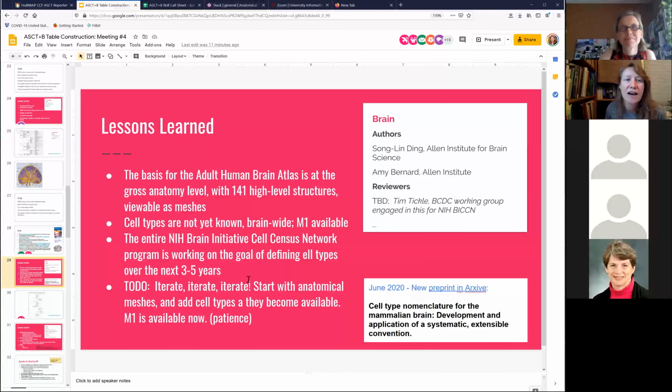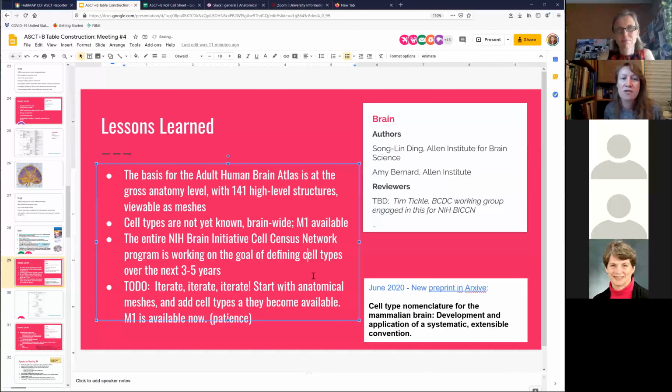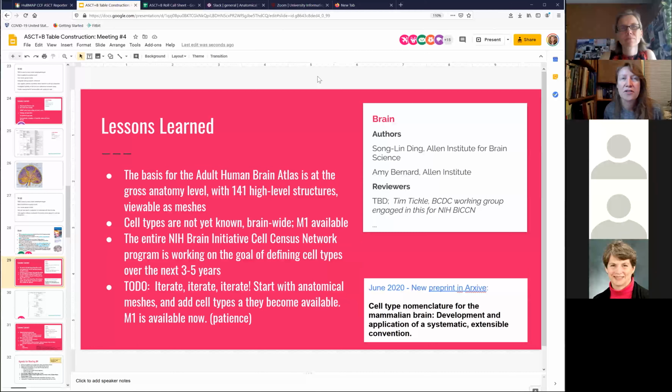So lessons learned, or lessons in progress, I guess I should say, is that the Human Brain Atlas right now is at the gross anatomical level. The next step will be to map in overlapping cell types through the kind of molecular analysis that's based on single cell analysis that's very much ongoing in the Brain Cell Census Network projects. That has already been done for the motor cortex, or M1, and that is referenced on the previous page, not just within the publication, but within the set of cells that are being included in the cell census for human brain. The entire project is working on this, and this is spanning out for the next 3 to 5 years. So this is very much an ongoing process.